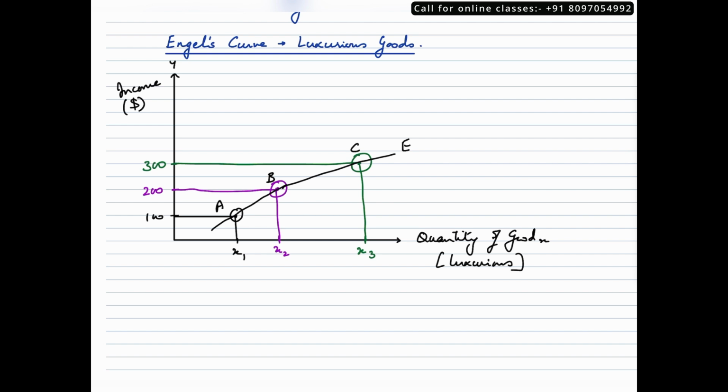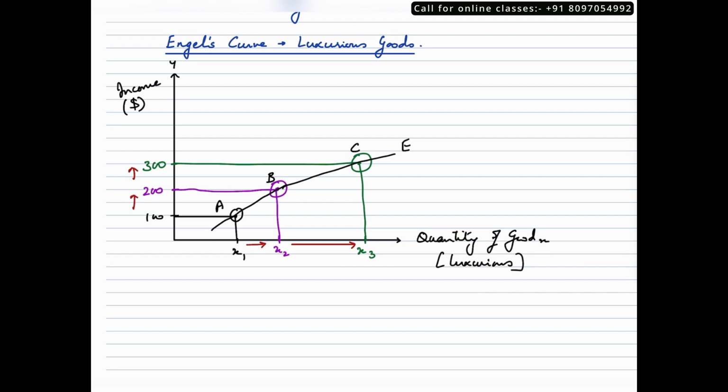Now we do register that there is an increase in the income which is steady, but when we look at the increase in consumption of the commodity, the distance from X1 to X2 and from X2 to X3 is quite different. What does this distance look like? Initially, a consumer increased smaller quantity of his consumption, and as his income increased to a higher level, he started consuming more of this luxurious commodity.